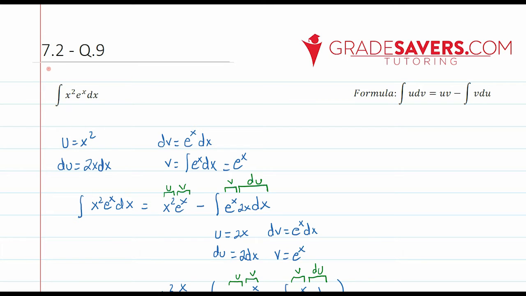The question reads, what is the integral of x squared e to the x dx? And we will be using integration by parts to solve this question. First thing we need to do is select our u and dv.